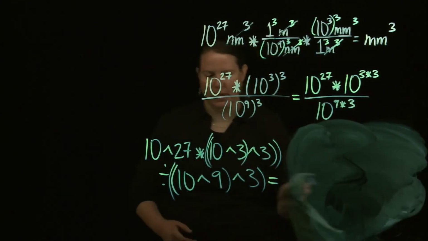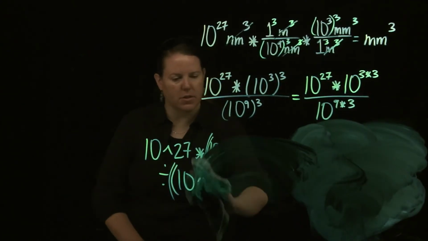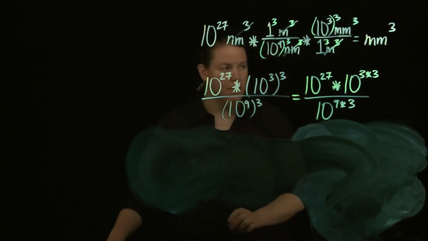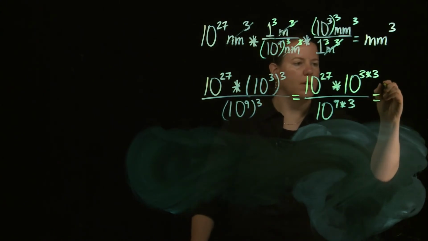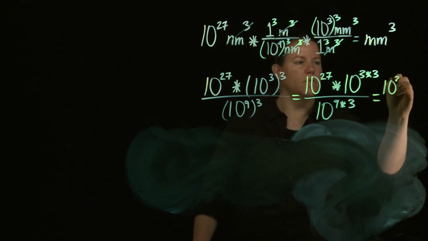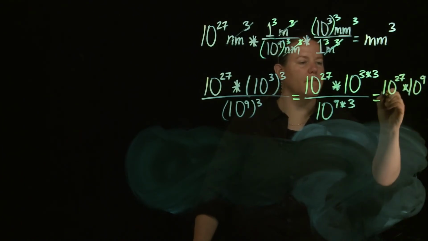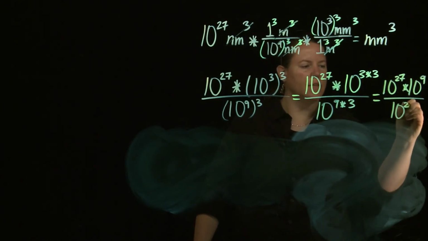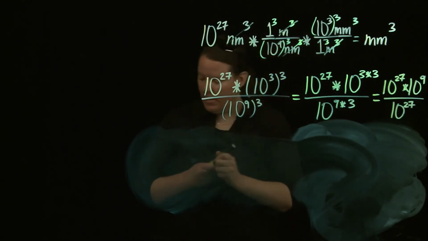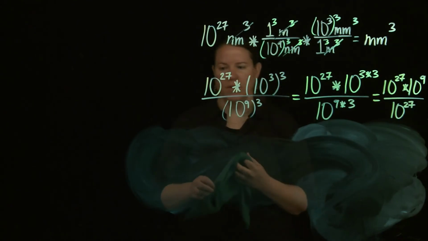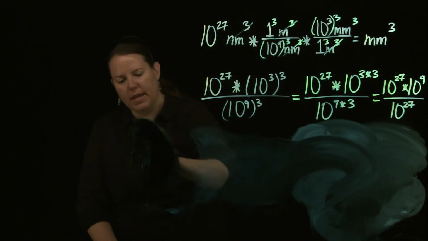I'm erasing as I go along here. Sorry about that. All right, let's see if I can put it on the end of the board here. Yeah, 10 to the 27th times 10 to the 9th. Ooh, I can fit it in, nice. Times 10, divided by 10 to the 27th. And you may have figured out that, hey, 10 to the 27th and 10 to the 27th, that's the same. They cancel out.